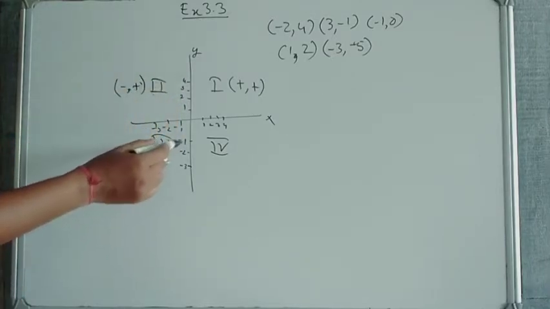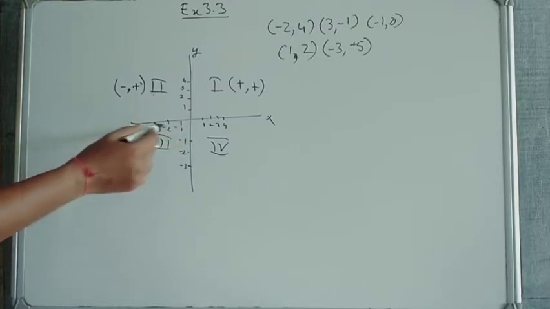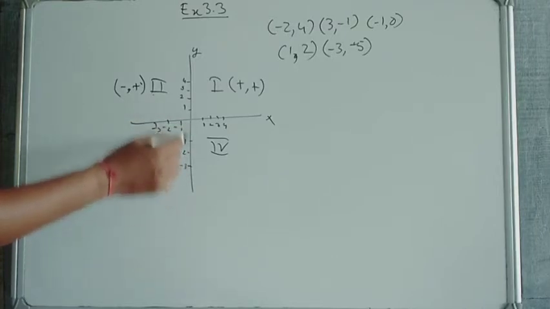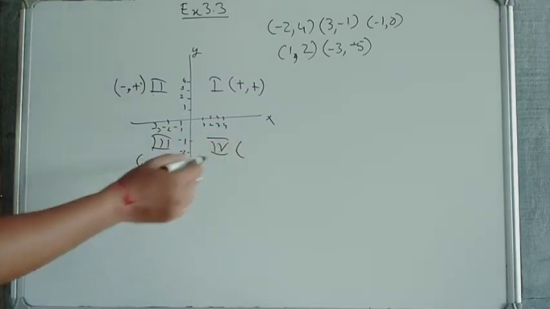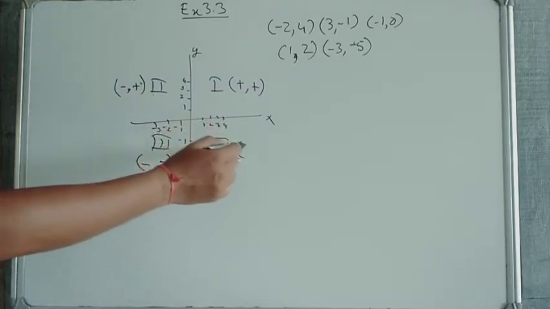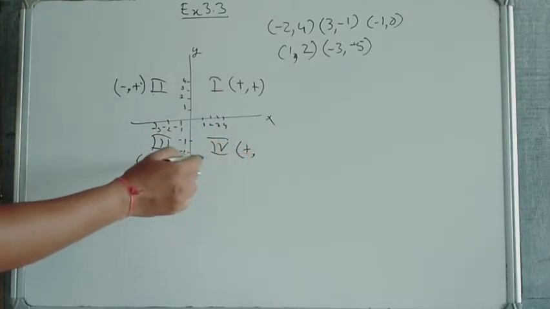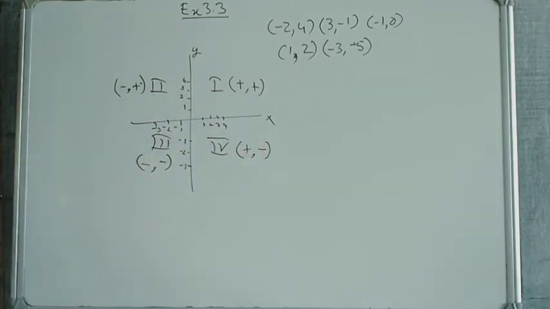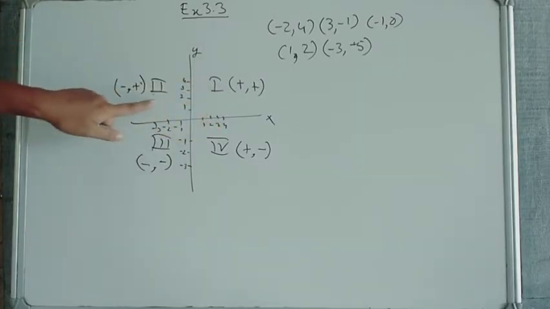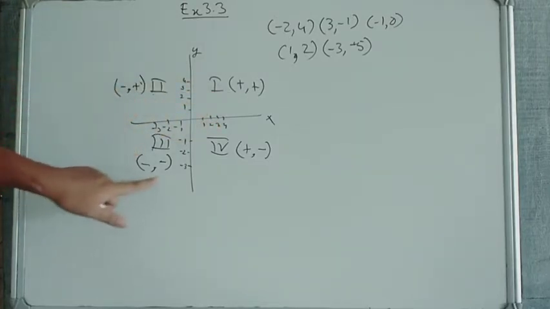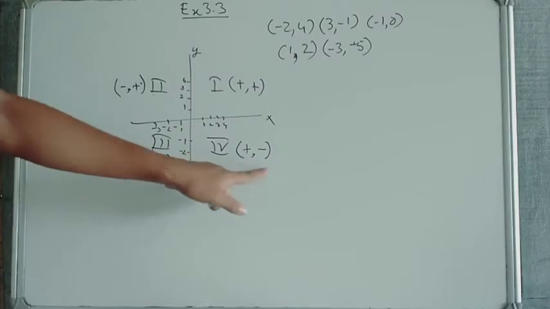Then in the third quadrant, x will be minus and y will be minus, and in the fourth quadrant x value will be positive and y value will be negative. So in each quadrant these are the values you will get: first quadrant plus plus, second quadrant minus plus, third quadrant minus minus, fourth quadrant plus minus.